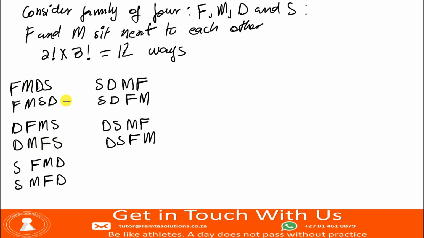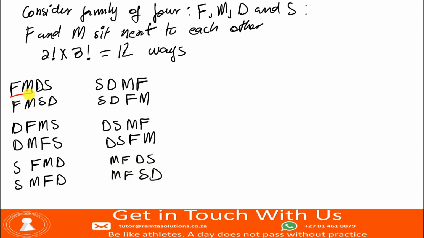I'm not sure. Let me see. I'm going to use a different color. This father, mother, daughter, son is fine. Oh, okay, I now see what I have to do. What's missing is this: mother, father, daughter, son. Mother, father, son, daughter. That's the one that's missing. Can you see that?